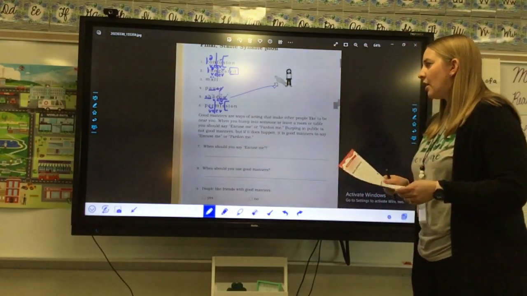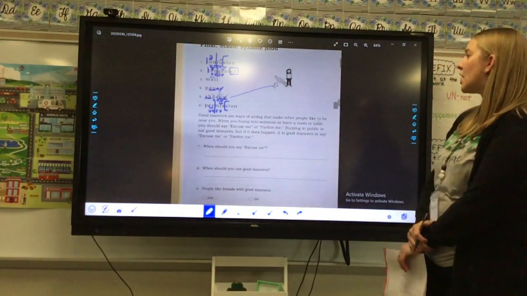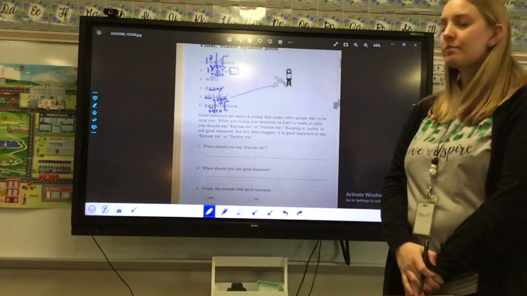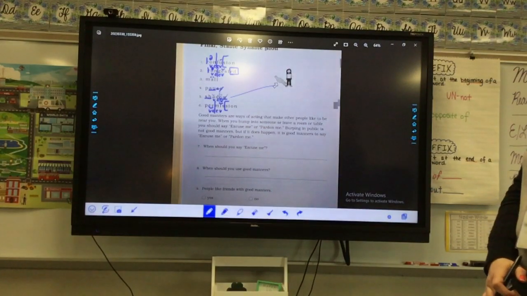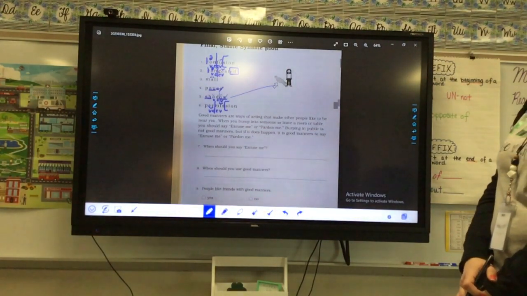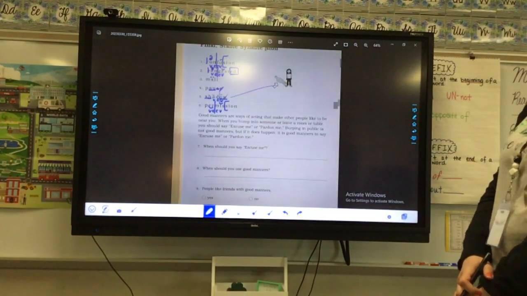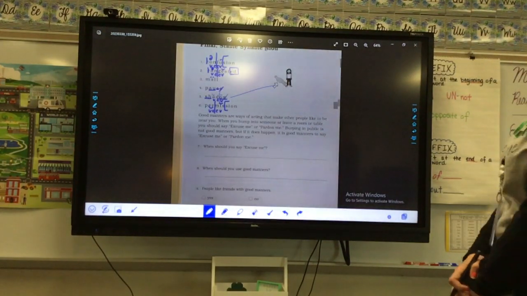All right, now we're going to go down to the bottom and we're going to read our passage. Good manners are ways of acting that make other people like to be near you. When you bump into someone or leave a room or a table, you should say, "Excuse me," or "Pardon me." Burping in public is not good manners. But if it does happen, it is good manners to say, "Excuse me," or "Pardon me."